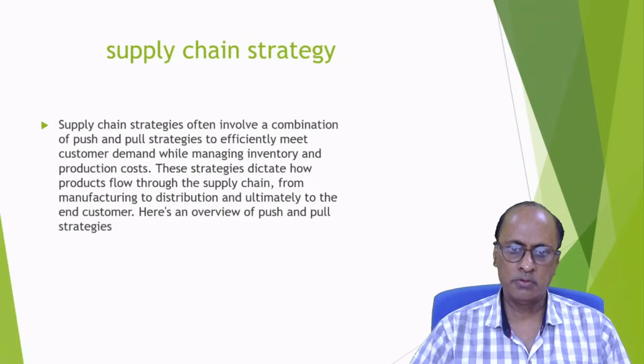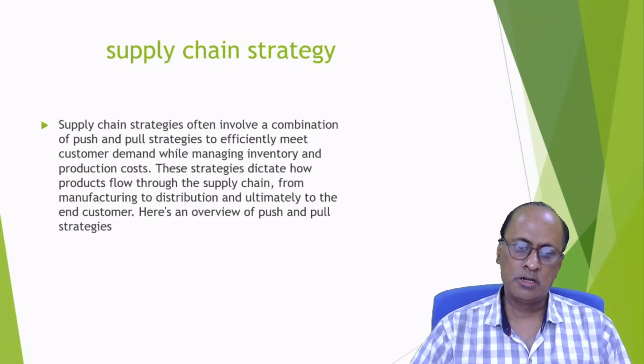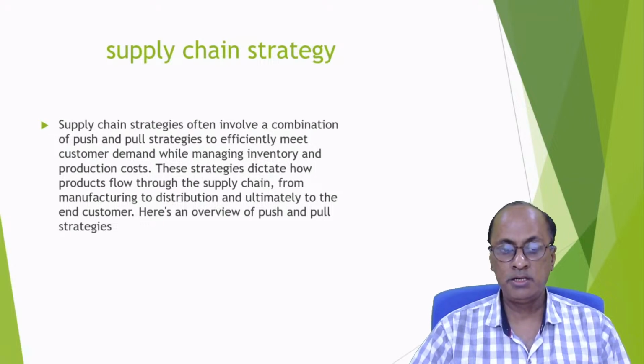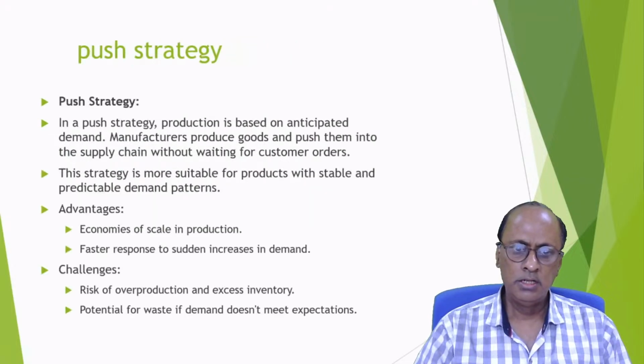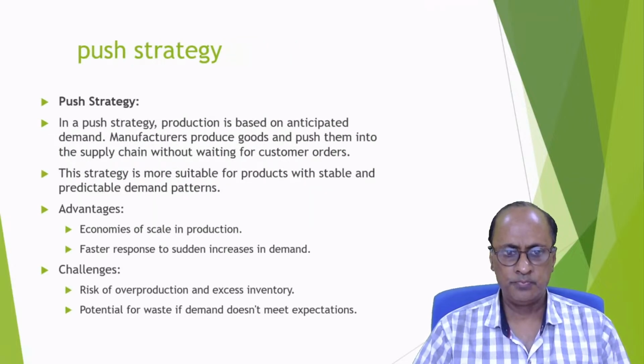So talking about supply chain strategy, it involves a combination of push strategy and pull strategy. The basic objective of this strategy is to efficiently meet the consumer demand. While meeting the consumer demand, it should manage the inventory, it should go for optimum inventory, and it should also see how the production cost can be reduced. Let me talk about push strategy.